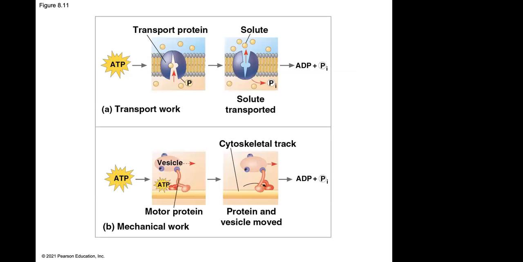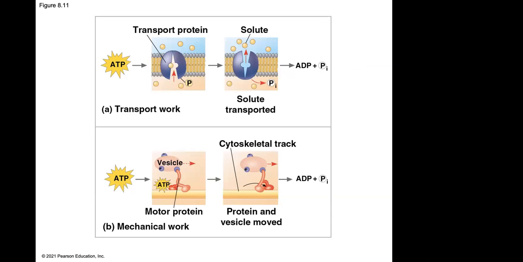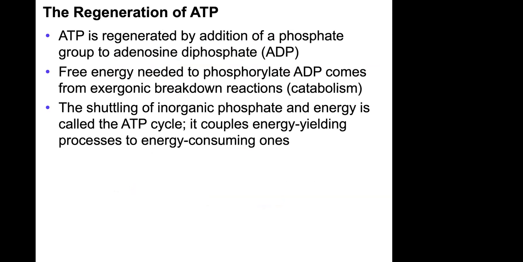So what type of work can occur? You can get transport, such as moving ions or molecules across by the hydrolysis of ATP. You can get mechanical work, moving things around the cell by hydrolysis of ATP. Enzymes will work by the hydrolysis of ATP. So there's a lot of processes within the cell that will use ATP, harness the energy off of ATP.